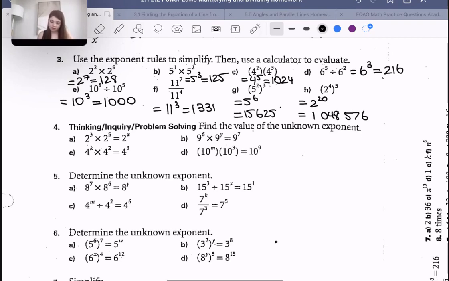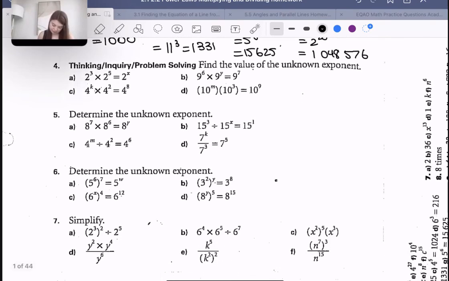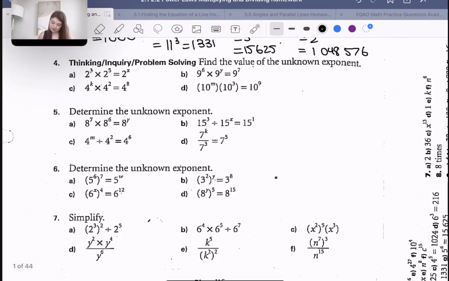This next part is some thinking and inquiry with these. They want us to find the value of the unknown exponent. So the way to think of these ones is just to turn it into some algebra based on what we know, right? For the first one, it says 2 to the power of 3 times 2 to the power of 5 is 2 to the power of what? Well, we know that when we multiply with the same base, we add our exponents. So x would be 8. We would just add the exponents there.